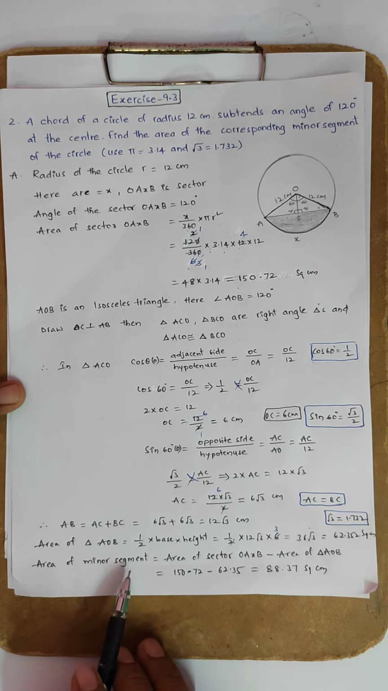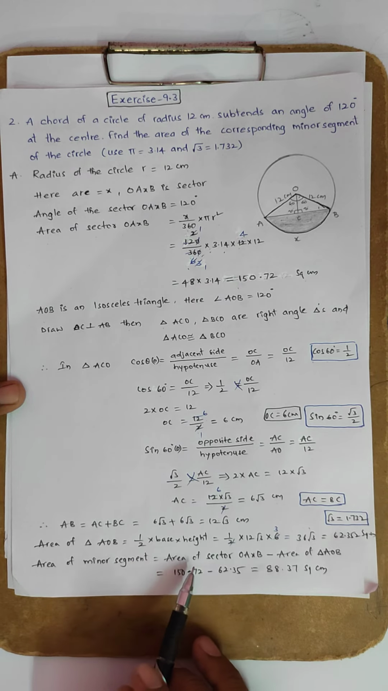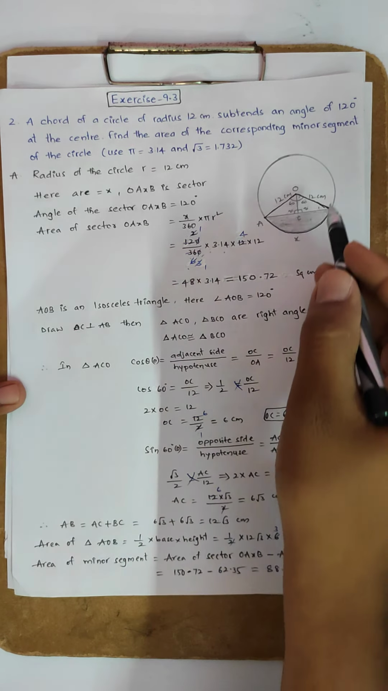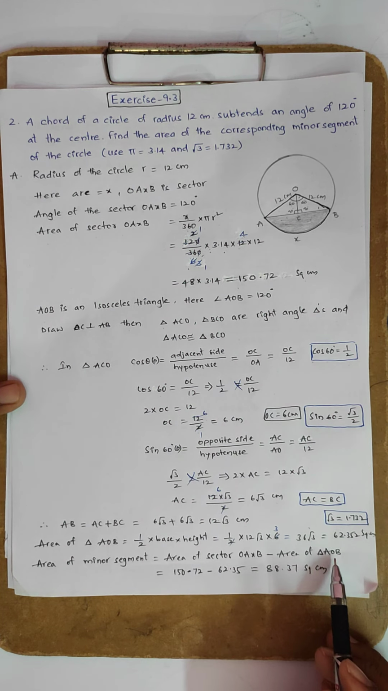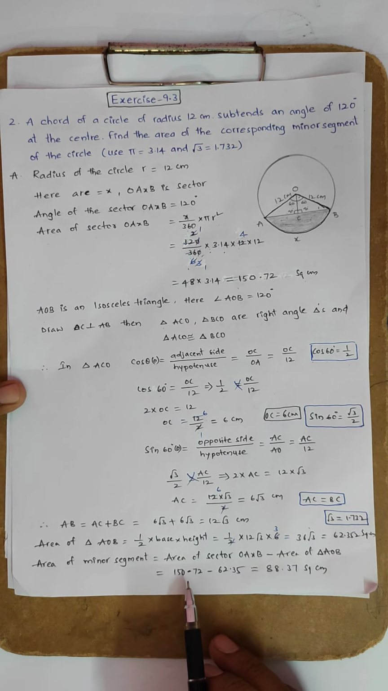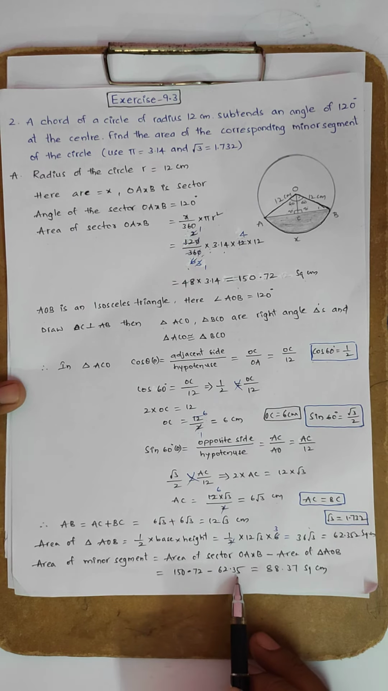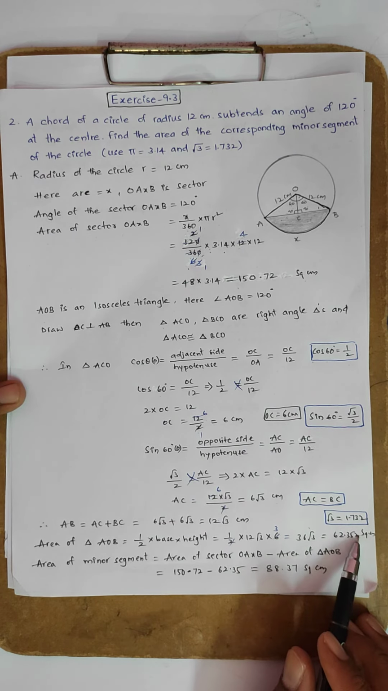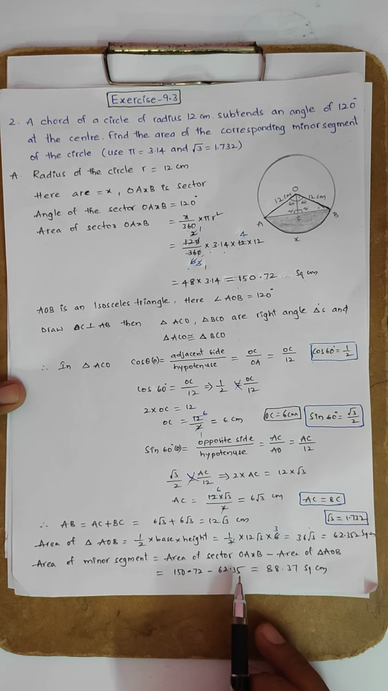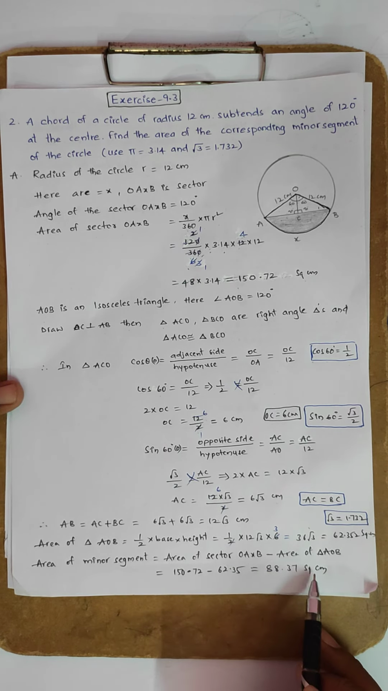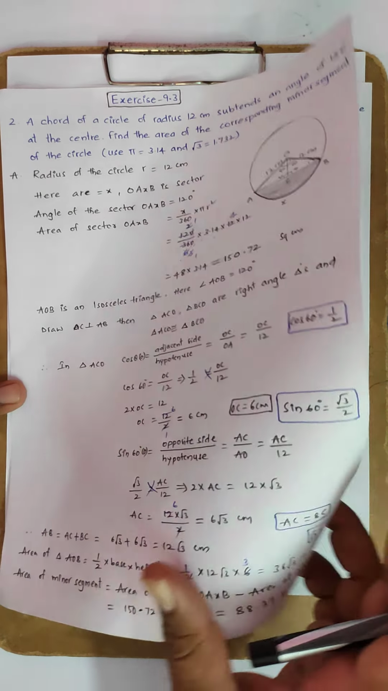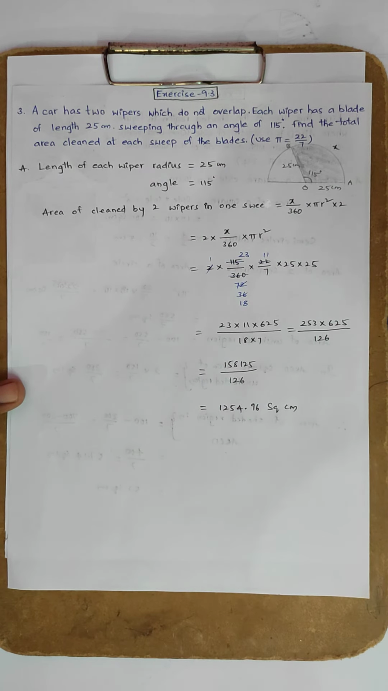Now area of the minor segment is equal to the area of sector OAXB, the total area of the sector, minus the area of triangle AOB. 150.72 minus 62.35, up to 2 decimal points is enough. Then we will get the difference, 88.37 square centimeters. Second one also completed. Now the third one.